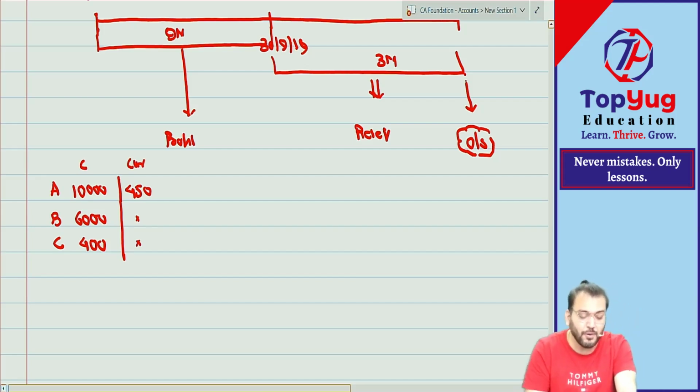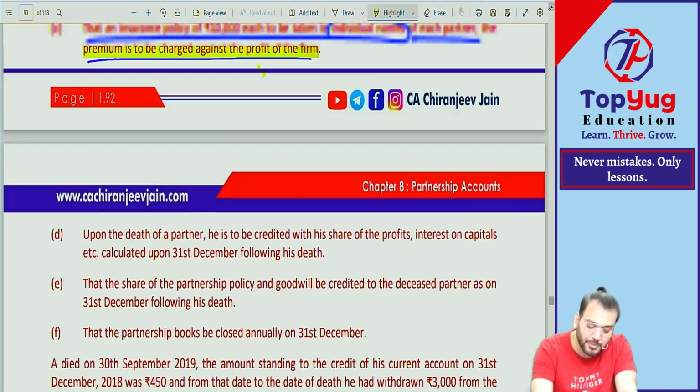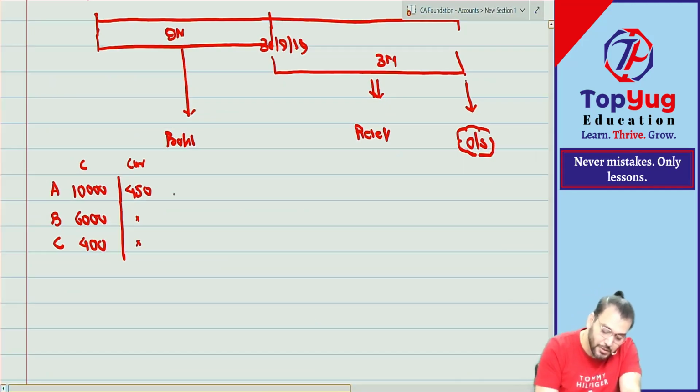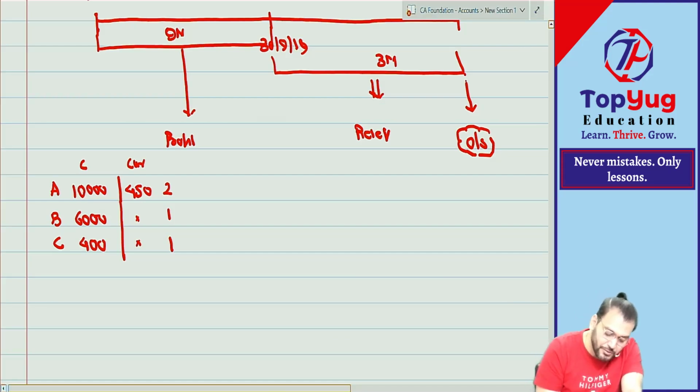Now what are the other information given? Can you help me? From the beginning, let us start from the beginning only. What is the profit sharing ratio? 2 is to 1 is to 1. Then what is given? Interest at 10%. So interest will be allowed at a rate of 10%.